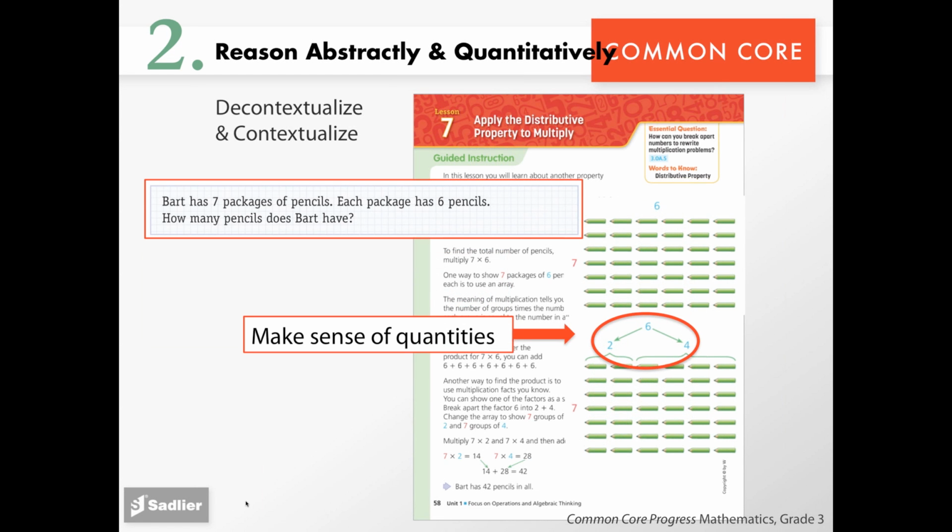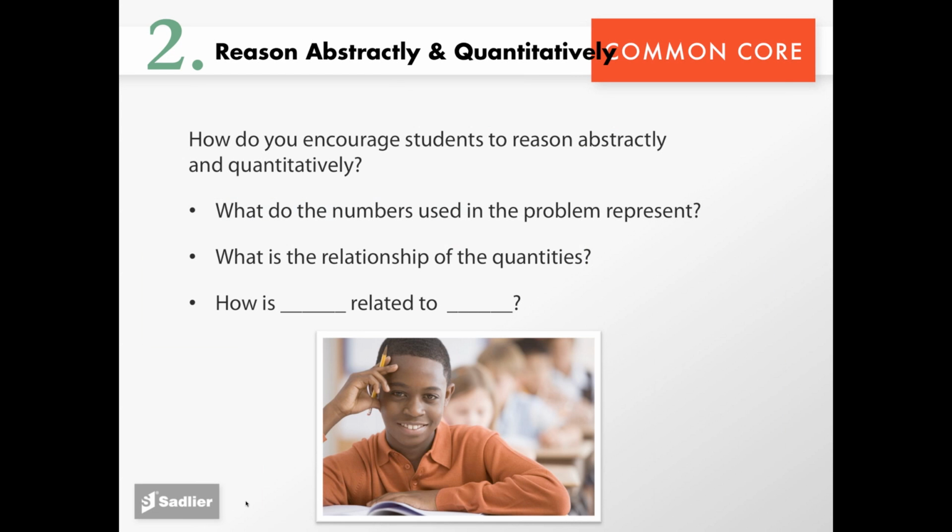Making sense of quantities is a big aspect of reason abstractly and quantitatively. We want students to be able to move from numbers to words, the contextualizing, and then decontextualizing from words to numbers. So we want students to use numbers and words and reasoning habits to help also make sense of the problem. So how do we encourage students to reason abstractly and quantitatively?